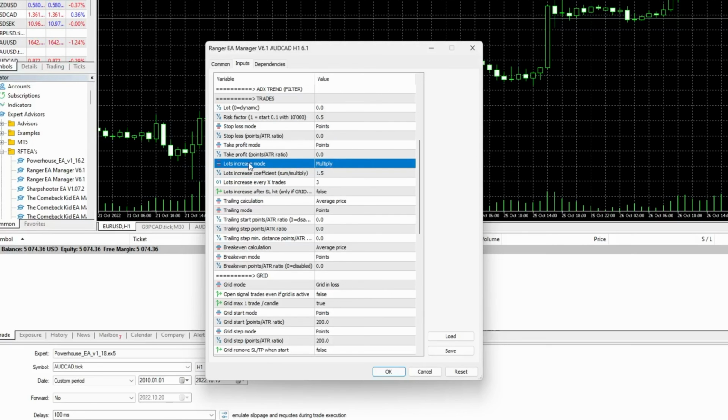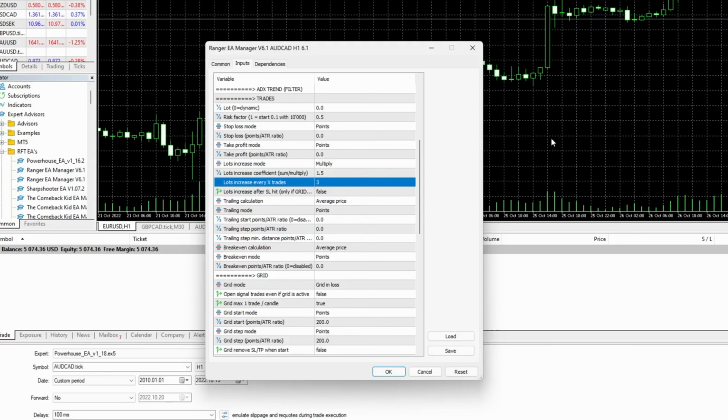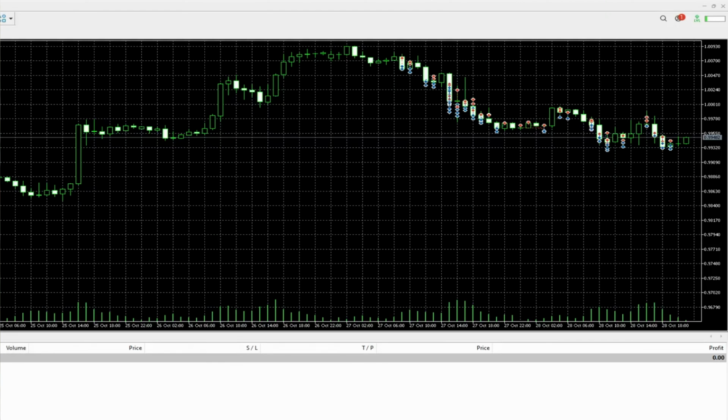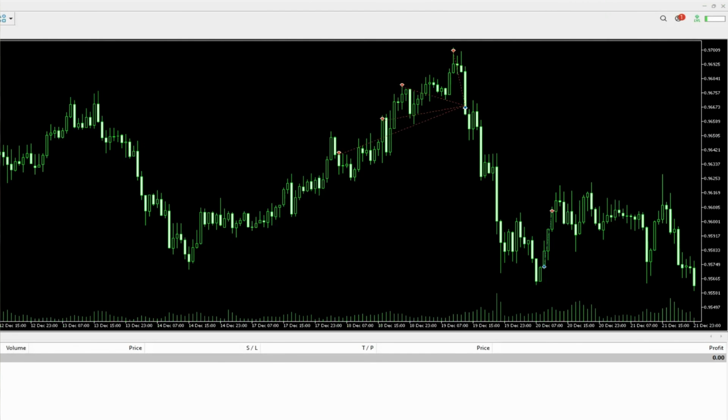So lot size increase, multiply. And we're increasing our lot size by 1.5 times, or 1.5x, after every third trade. So that means that the fourth trade is going to increase its lot size. So what that looks like is you can actually even see it right here. So trade 1, 0.01 lots, 0.01 lots, 0.01 lots, 0.02 lots. So that allows us a lot more flexibility when that recovery happens.